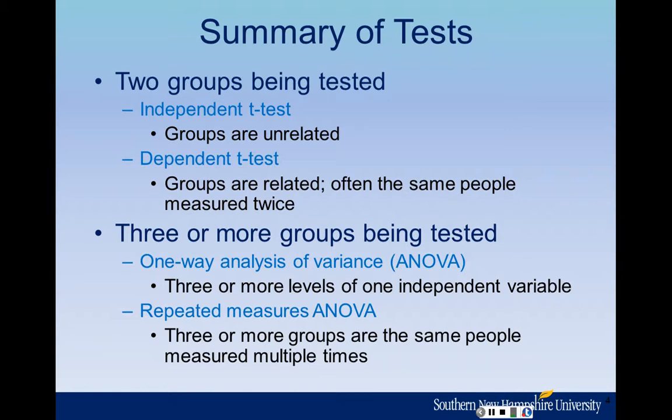The other kind of analysis of variance is called repeated measures ANOVA. And so these 3 or more groups are usually the same people measured over and over again. And that's a situation that's very similar to the dependent t-test. So there is the t-test that you use for two groups, and it can be where the groups are related or unrelated. And when you have 3 or more groups, you have to shift to the analysis of variance, and there are dependent and independent versions of those too. So let's talk about these in a little bit more detail.